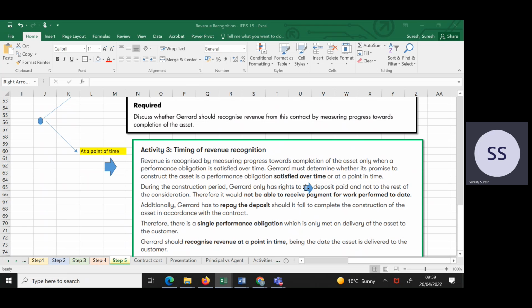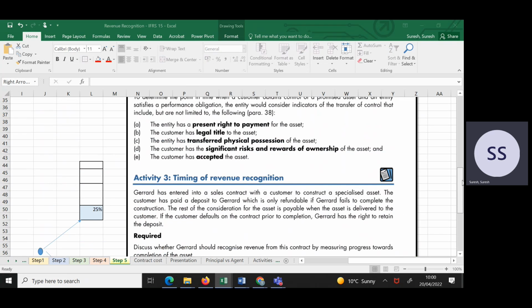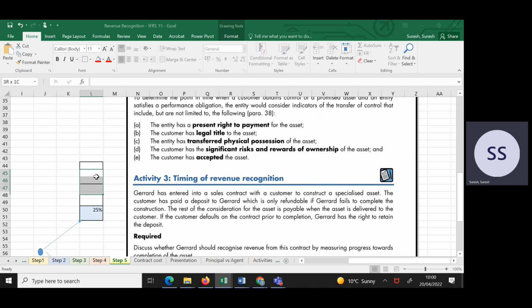The only right that he has is the deposit money paid, because work has started. If the other party defaults, he can keep the deposit, but he cannot claim the rest of the consideration. Even though say 75% of the work is completed, he can't claim anything more, right? He has to wait until the work is completed, so he would not be able to receive payment for the work performed to date. That means if 75% of the work gets completed, he can't claim for 75% of the work money. He has to wait until it's fully completed.